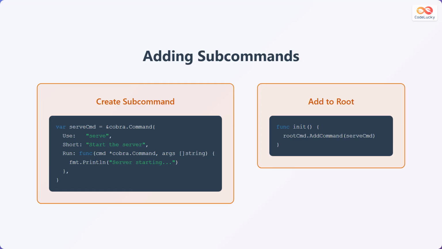Subcommands allow you to create hierarchical command structures, making your CLI applications more organized and user-friendly. Creating a subcommand follows the same pattern as the root command. You define a new Cobra command struct with Use, Short, and Run fields. The Use field for subcommands typically contains just the subcommand name, like serve or start. Once you've defined your subcommand, you need to attach it to its parent command using the AddCommand method. This is typically done in an init function to ensure the command is registered when your package loads. With this structure, users can call your subcommand using your application name, followed by the subcommand name, creating intuitive command line interfaces.